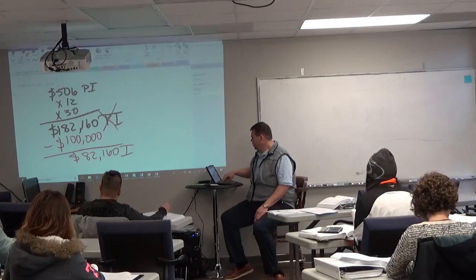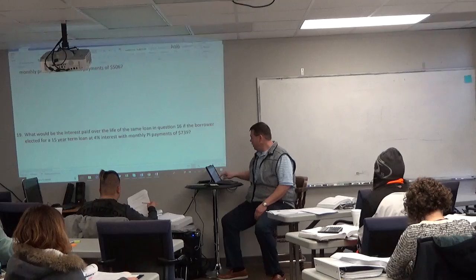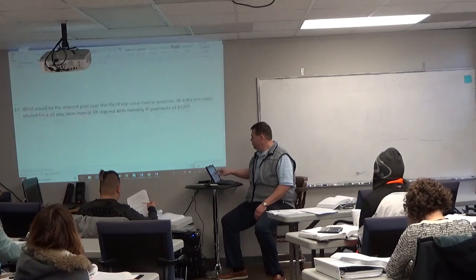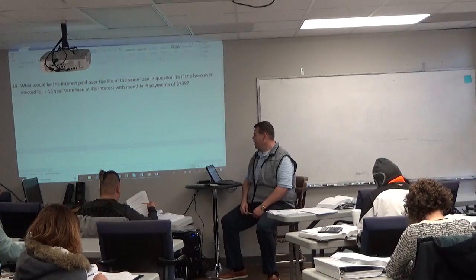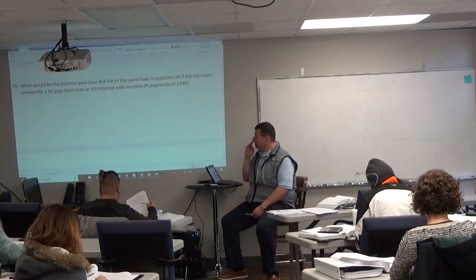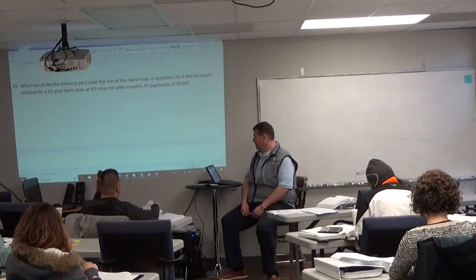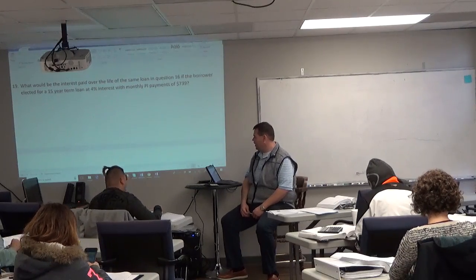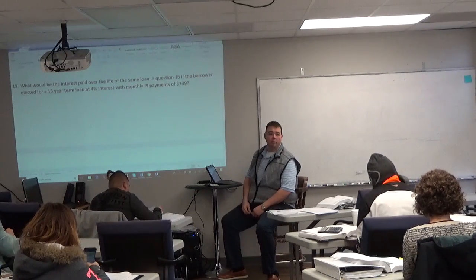Alright? So, $82,000 over the life of that loan in interest. Number 19 says, what would be the interest paid over the life of the same loan in question 16 if the borrower elected for a 15-year term at 4% interest with monthly PI payments of $739? So, we're going to do the same thing here. What number do we need?